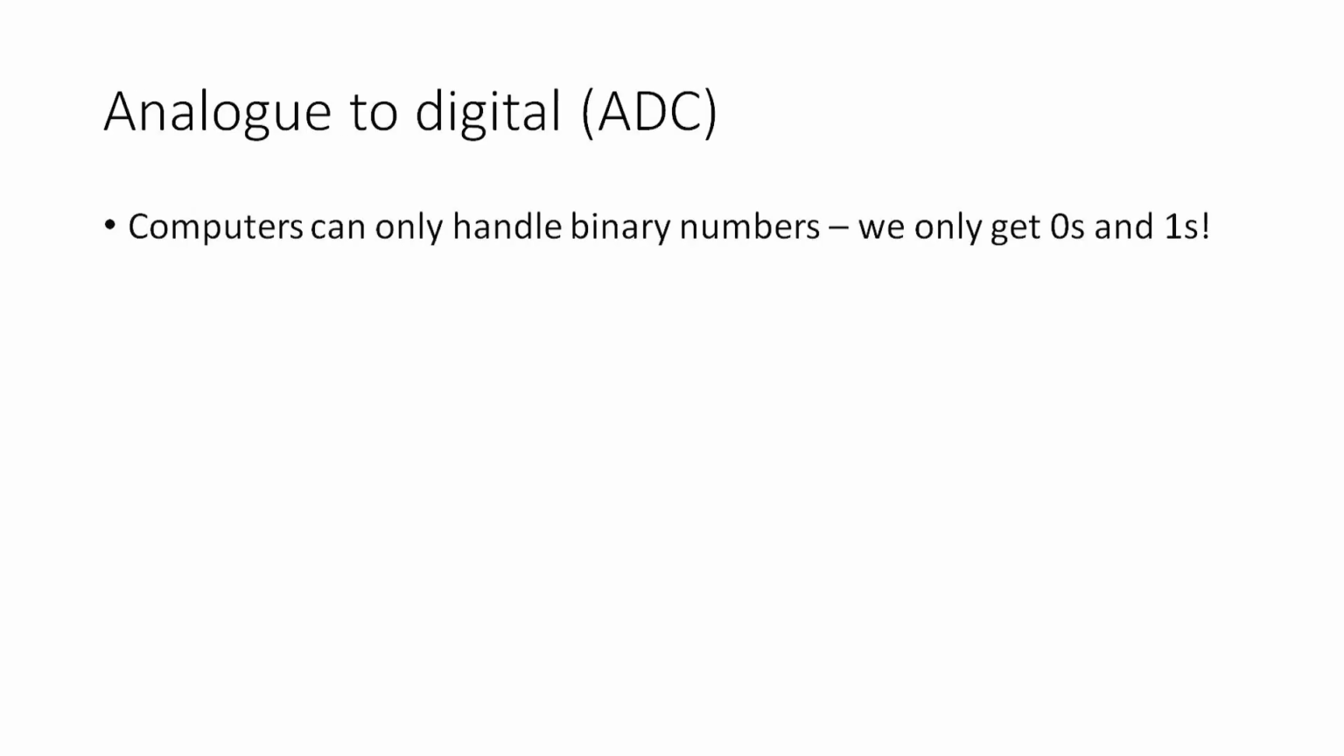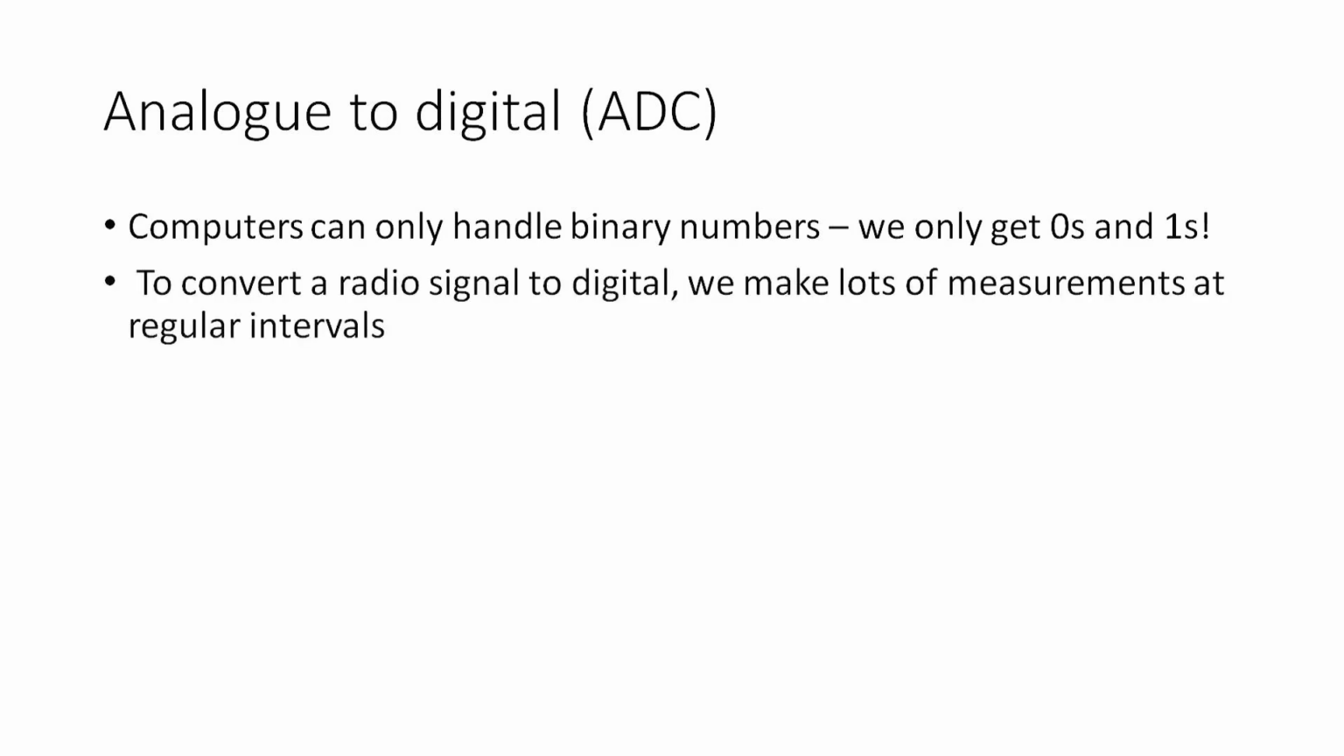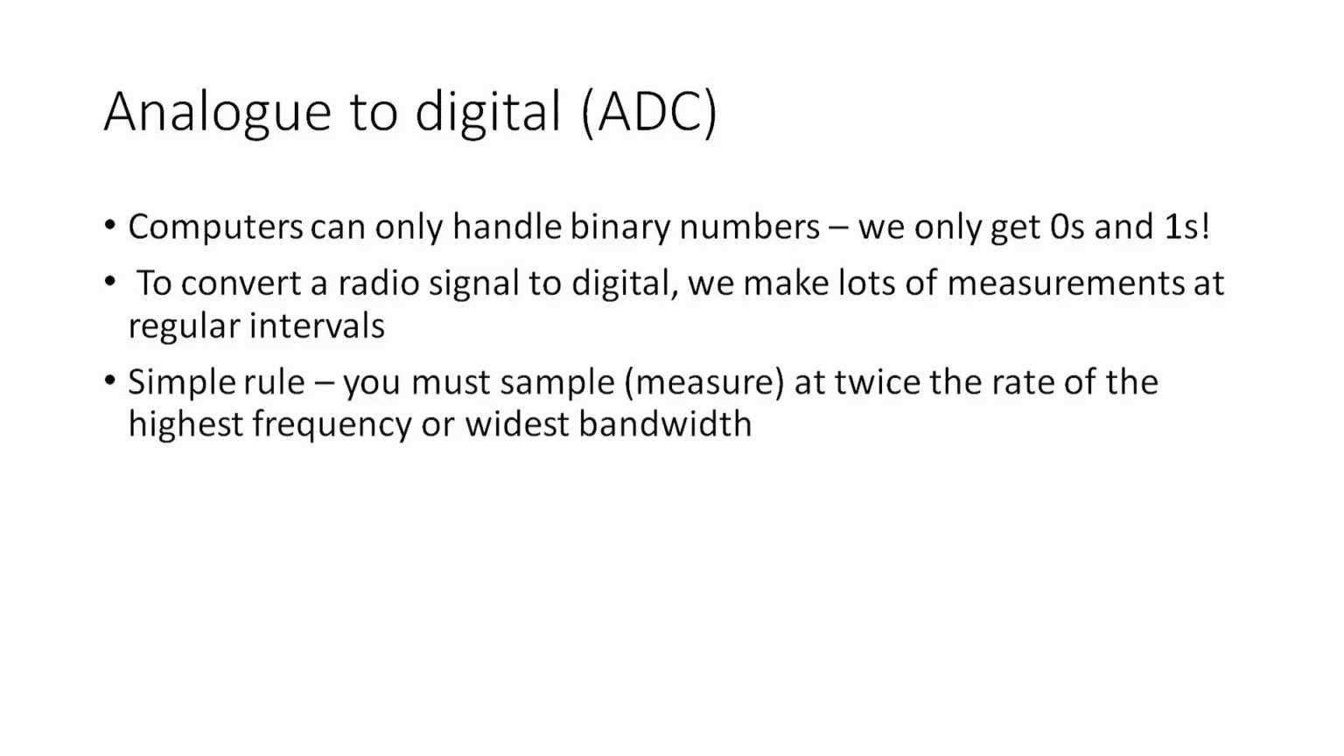So now let's move on to the analog to digital conversion process. Computers can only handle binary numbers, so all you get is ones and 0s to deal with. And so to convert a radio signal into ones and 0s, we have to make measurements, and we make measurements very rapidly, voltage measurements of the signal. And you have to sample at a rate that's twice the highest frequency or bandwidth you want to sample.